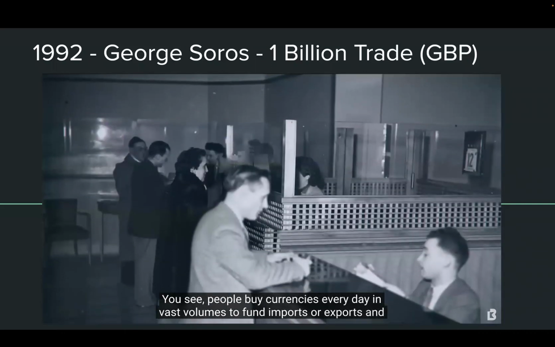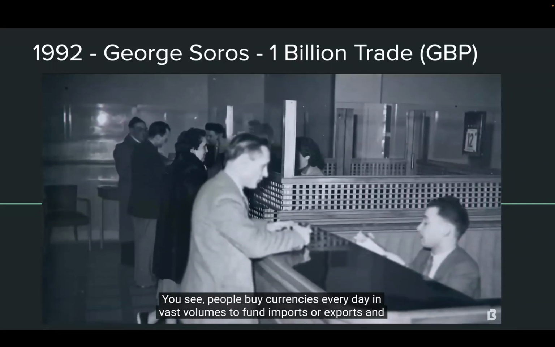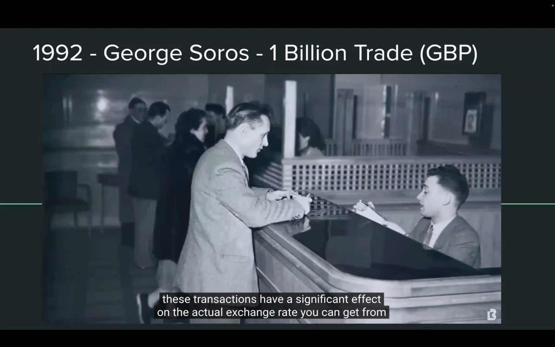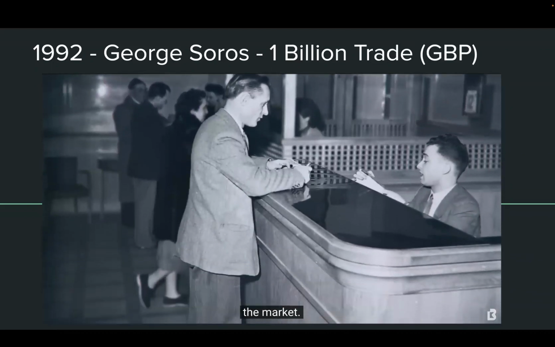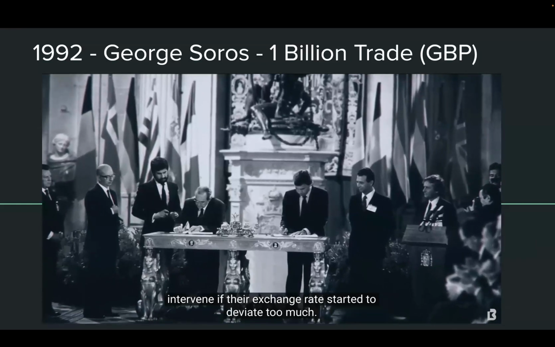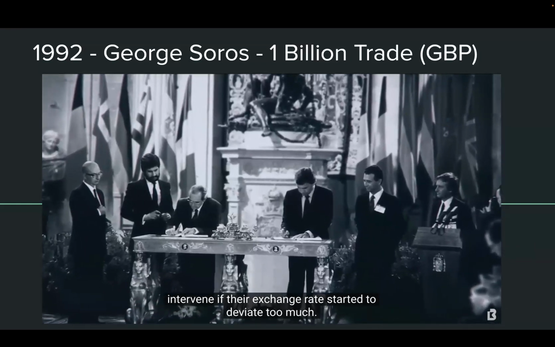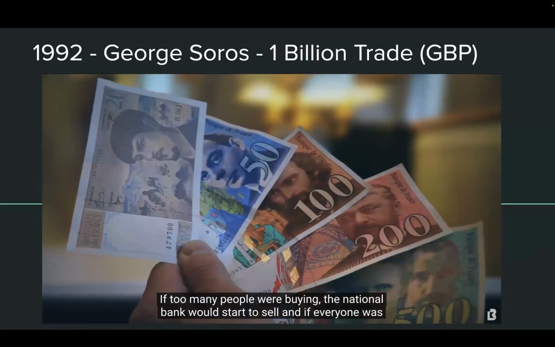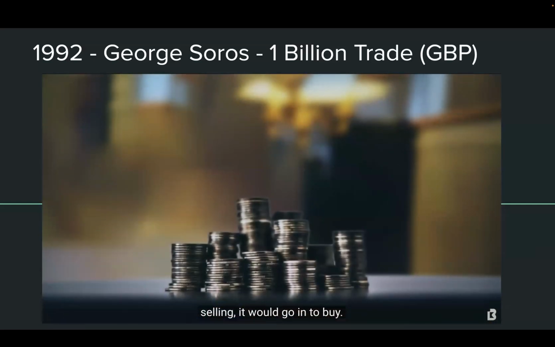You see, people buy currencies every day in vast volumes to fund imports or exports, and these transactions have a significant effect on the actual exchange rate you can get from the market. So once a country becomes a part of the ERM, it had to constantly monitor the markets and intervene if their exchange rate started to deviate too much. If too many people were buying, the national bank would start to sell. And if everyone was selling, it would go into buy.